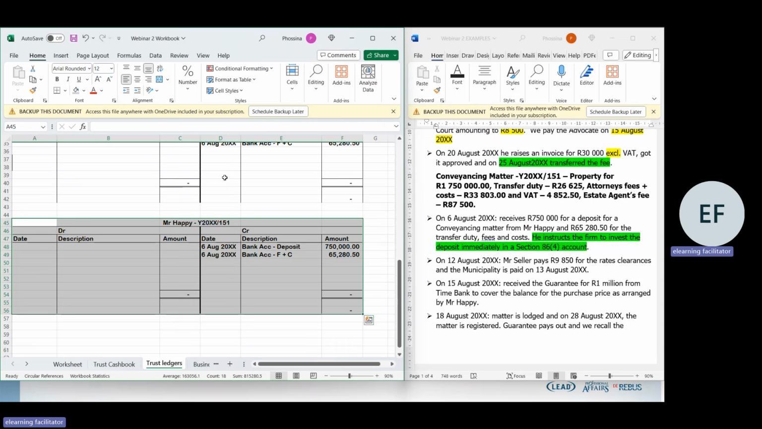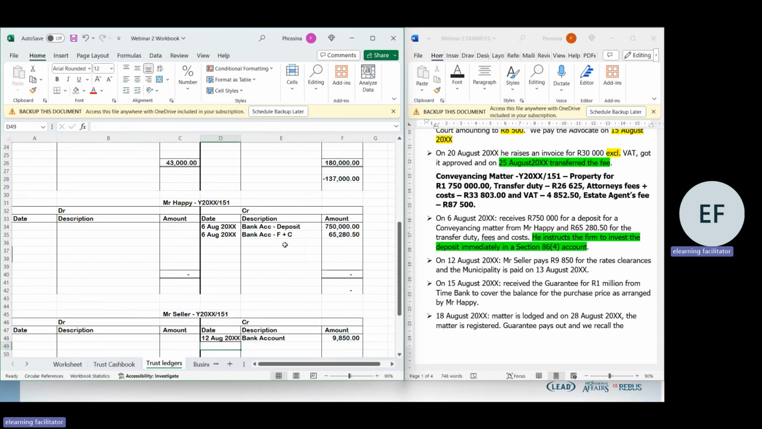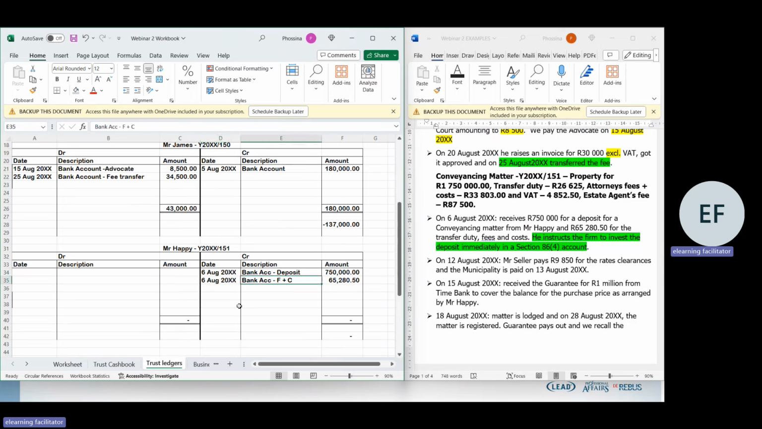And then for our seller, we create a ledger. I'm just going to utilize copy so that it becomes faster. So this is Mr. Seller, and Mr. Seller pays in. When is it? 12 August 20XX, and it's against our trust bank account. How much is it? 9,850. So we've done the double entry. This is for Mr. Happy, same file.